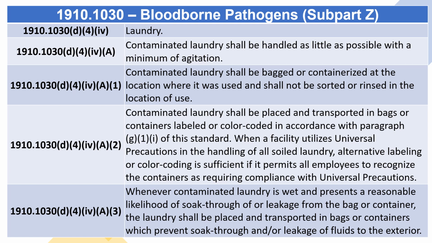Contaminated laundry shall be placed and transported in bags or containers labeled or color-coded in accordance with paragraph (g)(1)(i) of this standard. When a facility utilizes universal precautions in the handling of all soiled laundry, alternative labeling or color coding is sufficient if it permits all employees to recognize the containers as requiring compliance with universal precautions. Whenever contaminated laundry is wet and presents a reasonable likelihood of soak-through of or leakage from the bag or container, the laundry shall be placed and transported in bags or containers which prevent soak-through and leakage of fluids to the exterior.